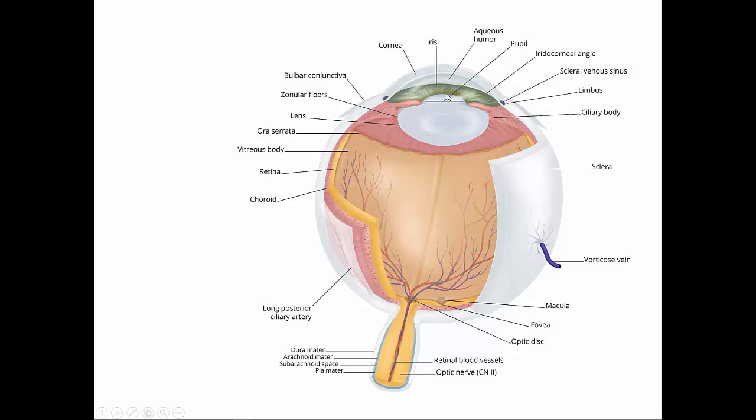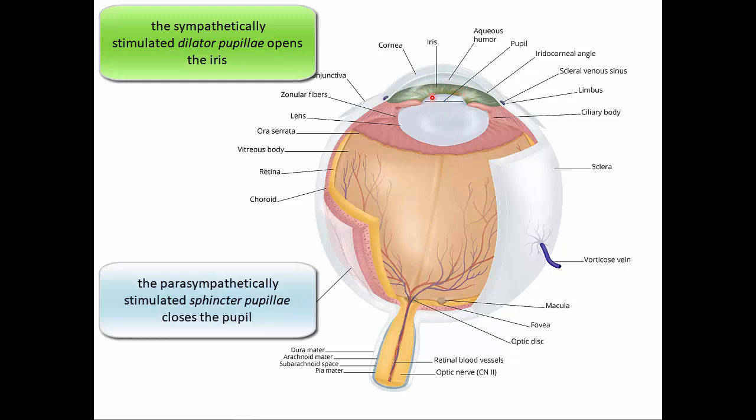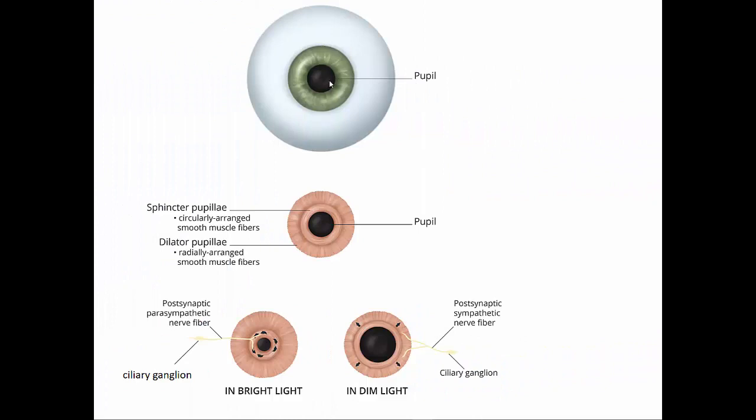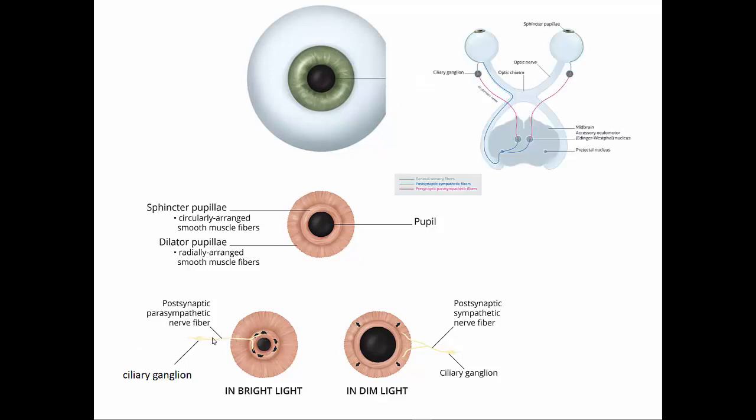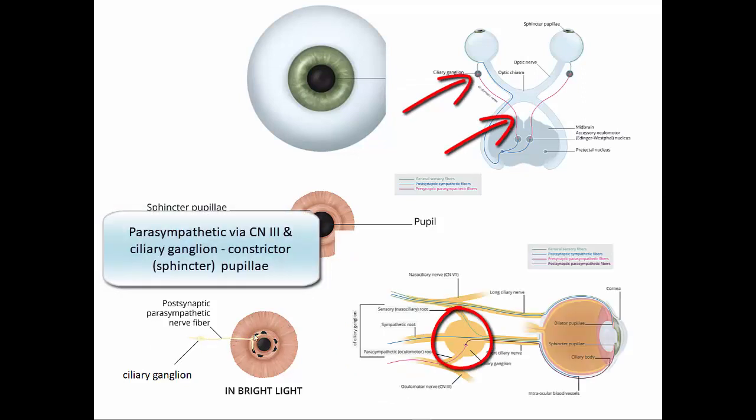And so we have two opposing forces. It's kind of like yin and yang. You have one force that will open up or widen the pupil, called the dilator pupillae, which is innervated sympathetically. And then the contractile part is called the sphincter pupillae, which is under parasympathetic control. So to constrict the pupil and let less light pass through, we're going to have parasympathetic fibers that go to the sphincter pupillae. These fibers will originate from the oculomotor nerve. They will synapse in the ciliary ganglion. Now they're postsynaptic, and then they will make the pupil constrict.